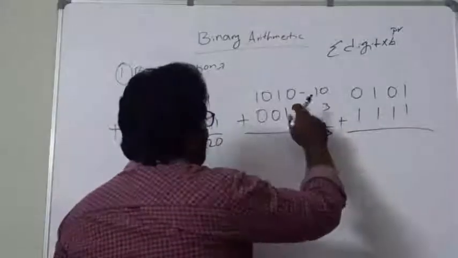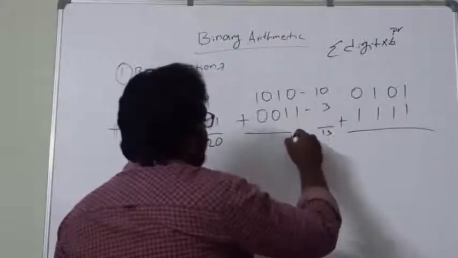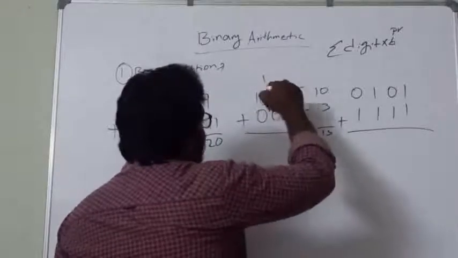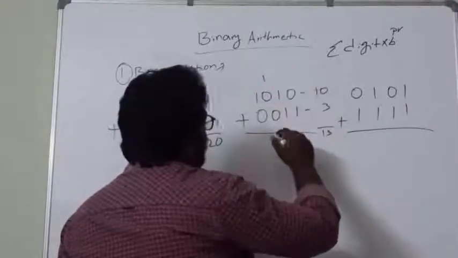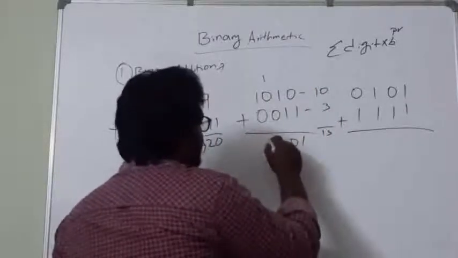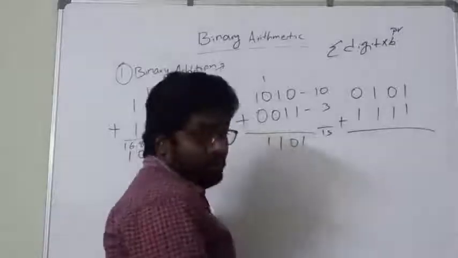Alright, 0 plus 1 will be 1. 1 plus 1 will be 0 with carry 1. 0 plus 0 will be 0, and with the carry 1 the resultant will be 1. So 1 plus 1 is 1.